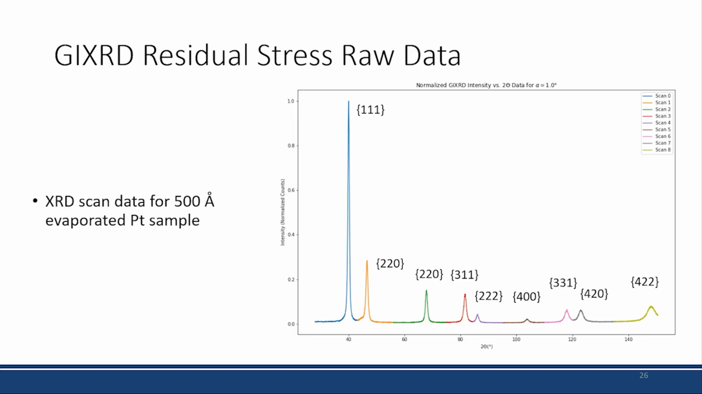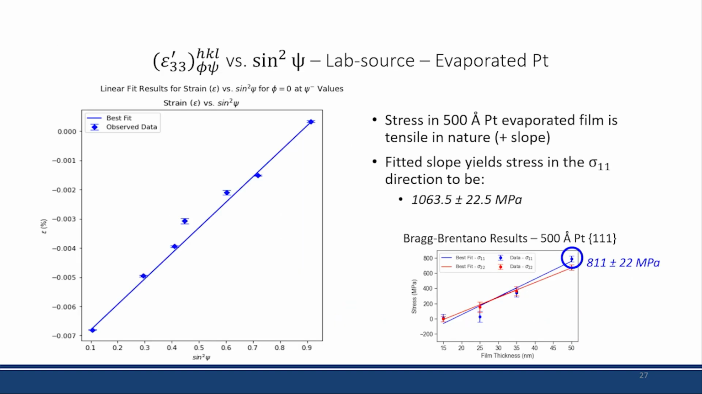One benefit also to grazing incidence data is that it's very clean. You don't get any substrate peaks, because substrate peaks are not going to show up for this geometry if you're using a single crystal substrate like silicon. I was able to measure 8 different peaks and then use that to create this linear line I'm looking for. In this case, we're plotting strain rather than interplanar spacing, but it's related to that same idea, versus sine square psi. So this is, again, a 50 nanometer platinum evaporated film.